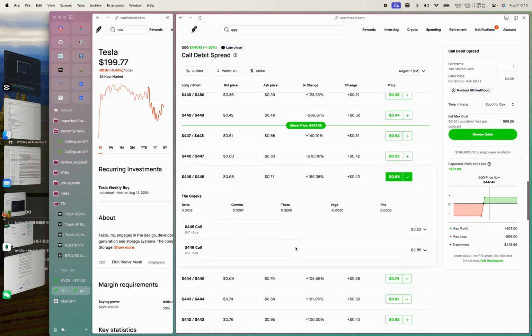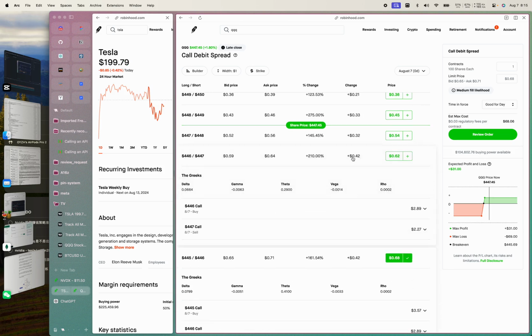Again, I'm picking the number. The number is kind of not the best number. Let me see this number. This is too high, so I personally prefer this one. There are still $30 profits I can earn from it. I will buy one.